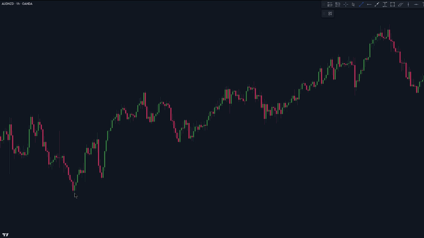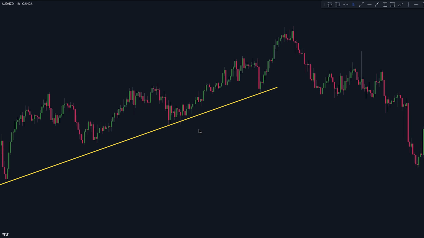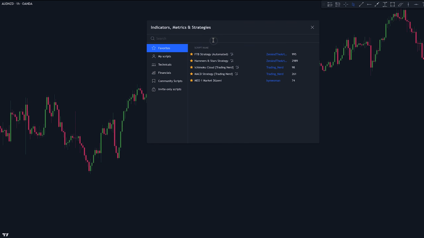Do you draw from the bottom of the wick and extend it to the right, only touching the wicks? Do you push it a little higher or a little lower? What if the price breaks and closes below the trend line? Is that still considered a pullback? There are a lot of questions. To avoid them, we're going to use a trend filter indicator called market bias.